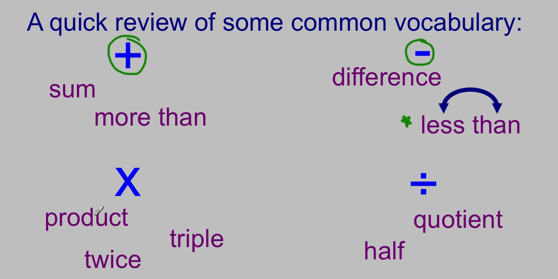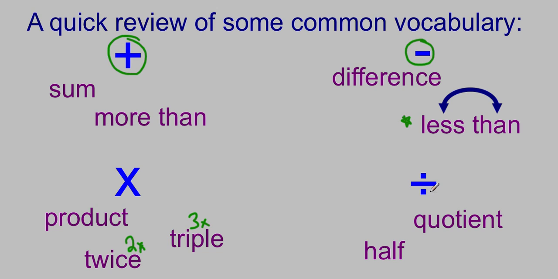For multiplication, hopefully you're comfortable with the word product. That's a very common one. But then things like twice or triple. Twice just means 2 times your number. Triple means 3 times your number. It's code for multiplication, but they're being specific about what you're multiplying by.